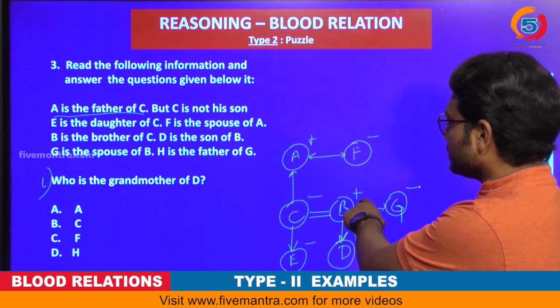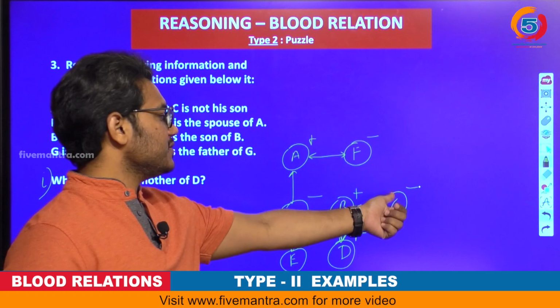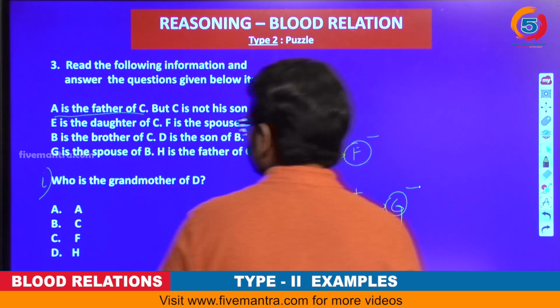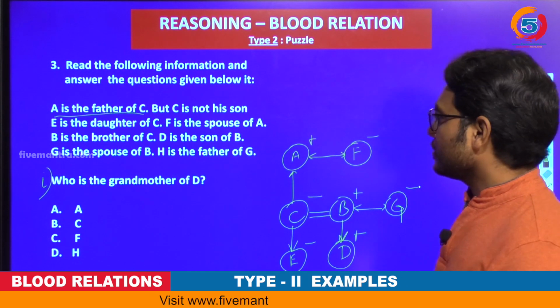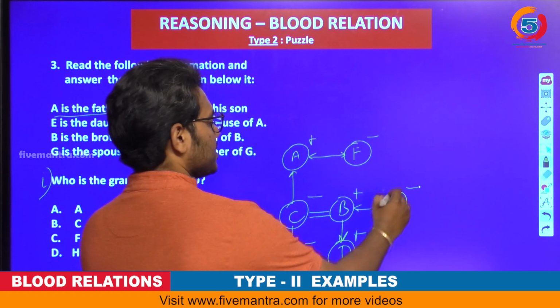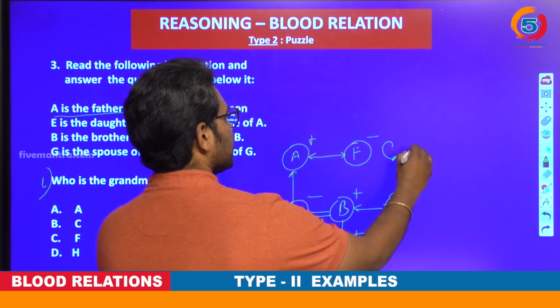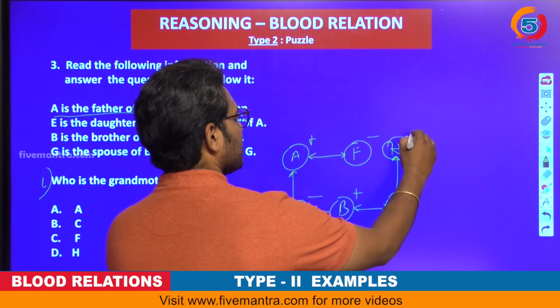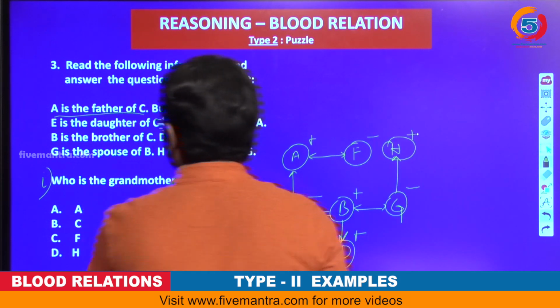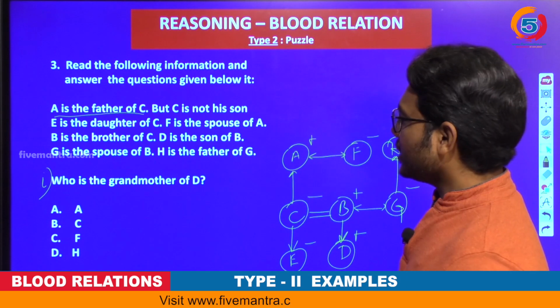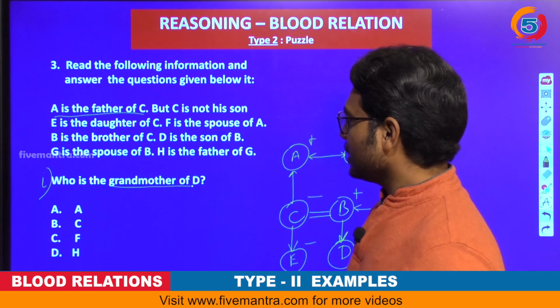So it is obvious that B is male, so G will be female. Then H is the father of G. So H, how is it related? H is the father of G. So these are all the statements given, and we need to identify who is the grandmother of D.